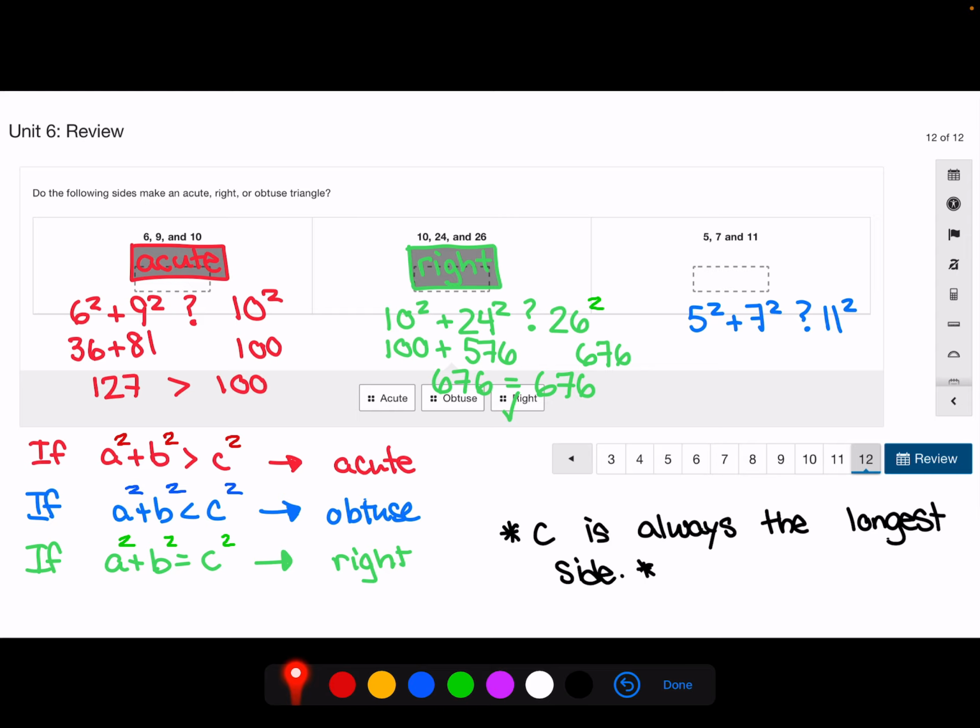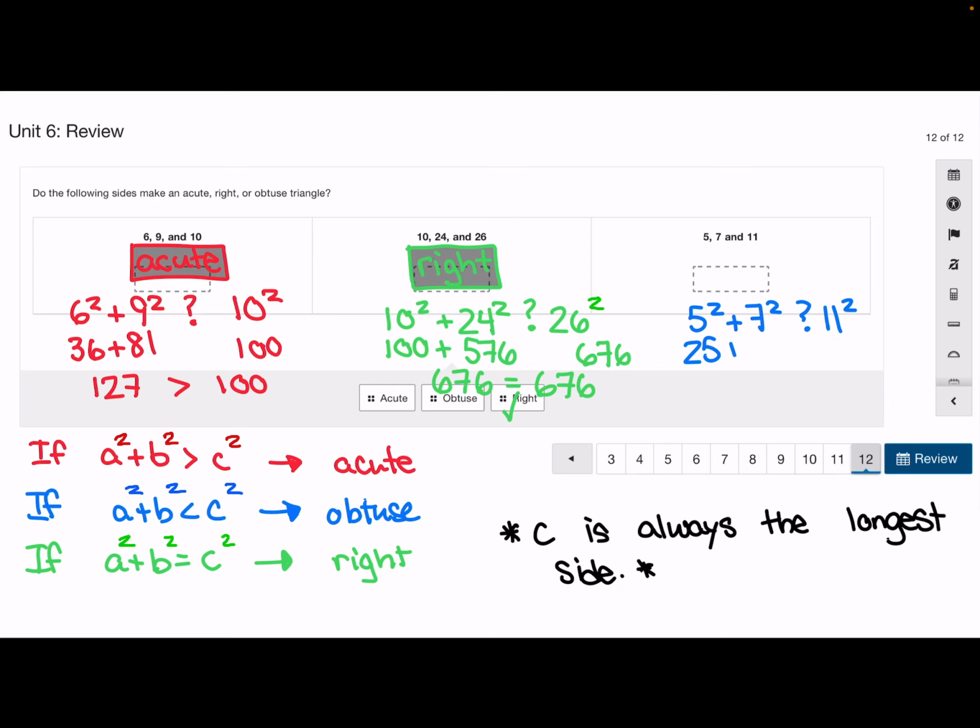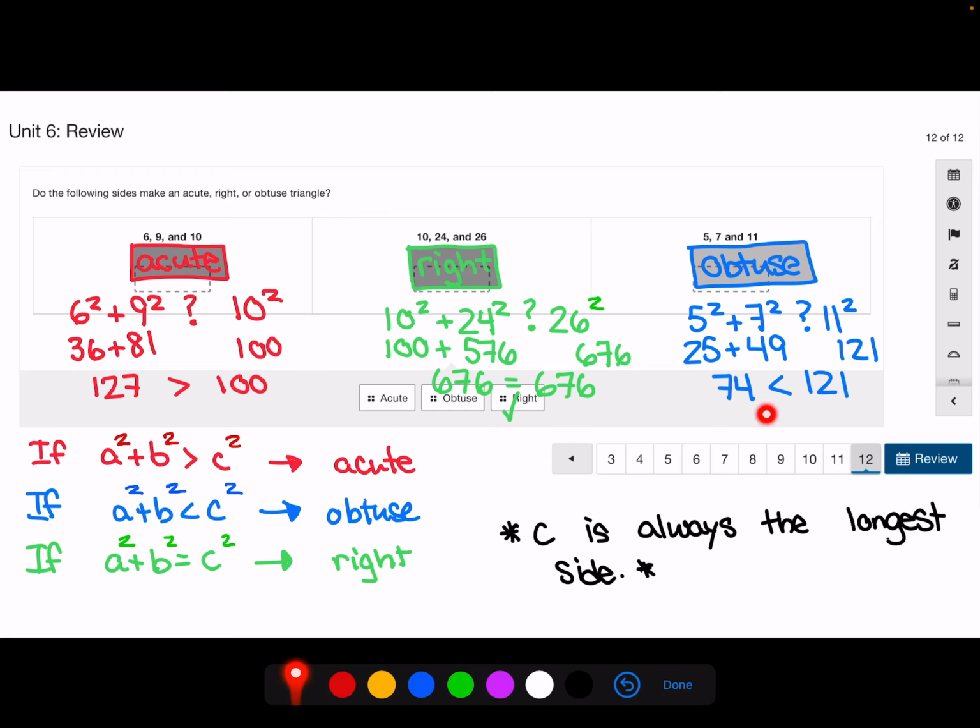And then lastly, you could probably guess it because it's been color coordinated so far. Let's go ahead and try it out. This will give us 25 plus 49 and 121. Well, 25 plus 49 is 74, and that is less than 121. So therefore, this is an obtuse triangle.